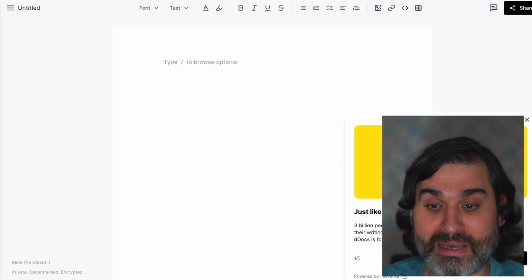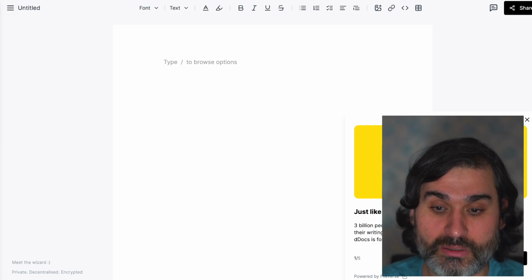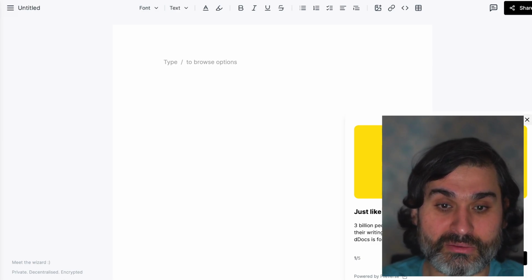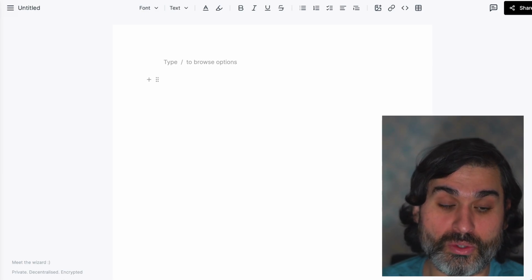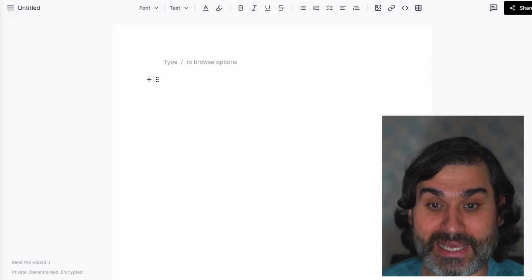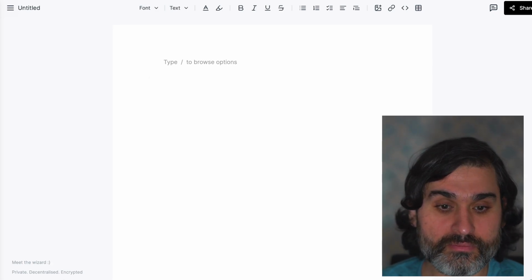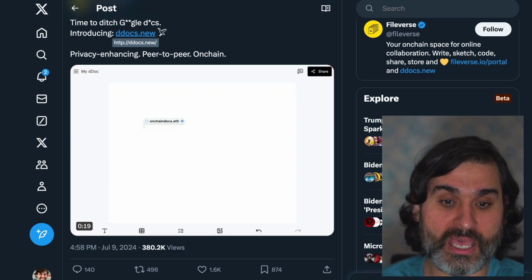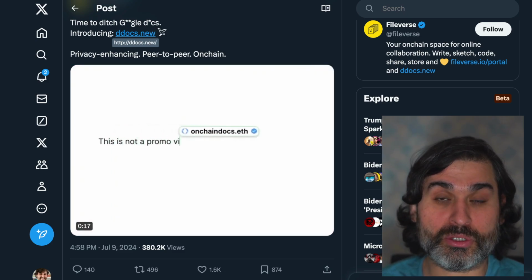Just like Google Docs minus the surveillance, and you can connect your wallet basically and start typing, which is actually really, really cool. So I might give it a whirl at some point. I haven't used it yet, like I said, but good job for these guys for building new and interesting apps. And of course, if they are utilizing crypto stuff, that's even better.